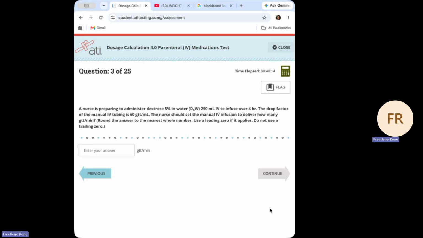So if your answer is 63, you are correct. It was originally 62.5, but you are rounding your answer to the nearest whole number. So 62.5 would be incorrect. So your answer would be 63.